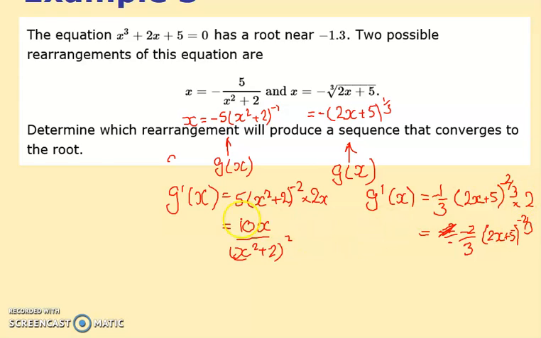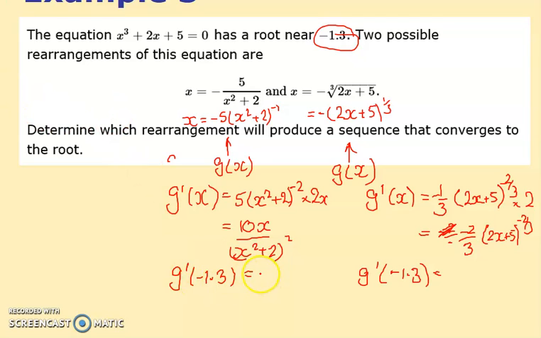Now, if I'm going to do this then, if I want to know whether they will produce a root, it says near the point minus 1.3. So I'm going to find g dash of minus 1.3 for both these expressions. G dash of minus 1.3. I'm going to type them in. I'm going to do that by pausing first. So I've just typed them in. So I'm going to write down what I've got when I've done it.